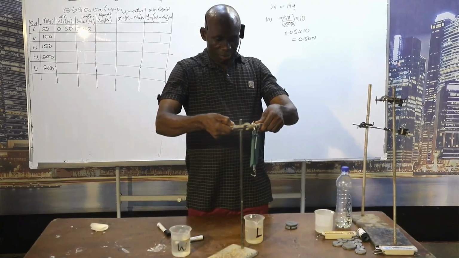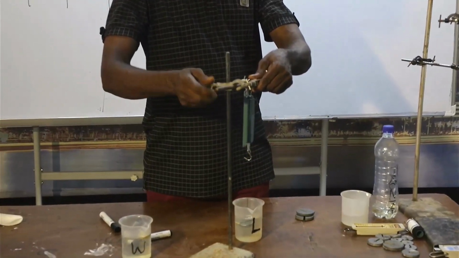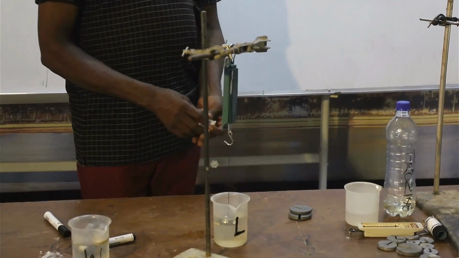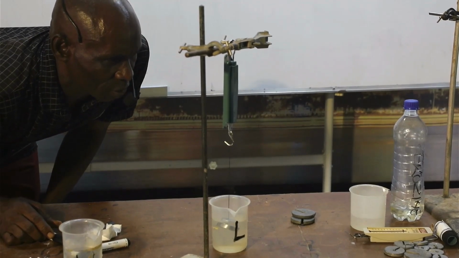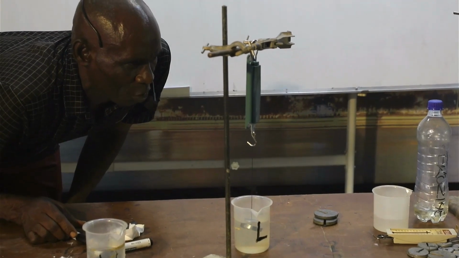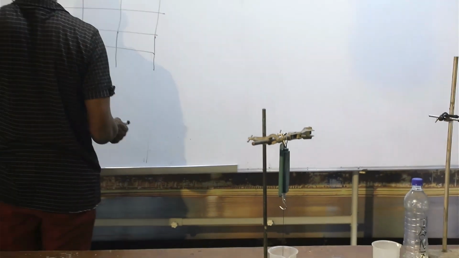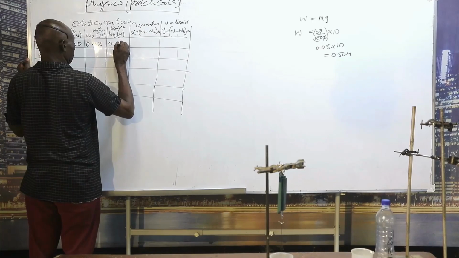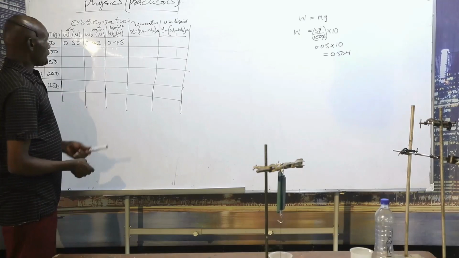This is the liquid L. We'll adjust again. So this is it. It's already completely immersed. I can now take the next reading here, which is 0.45. So this is 0.45.